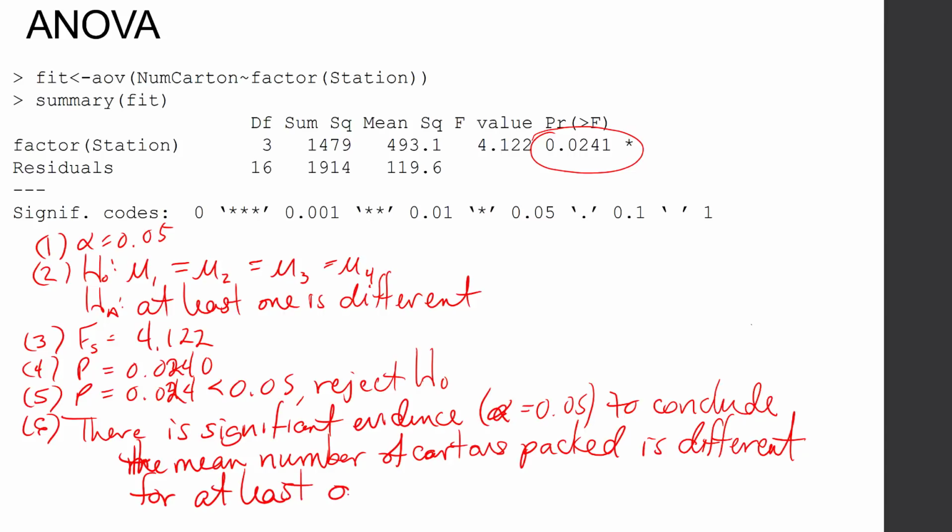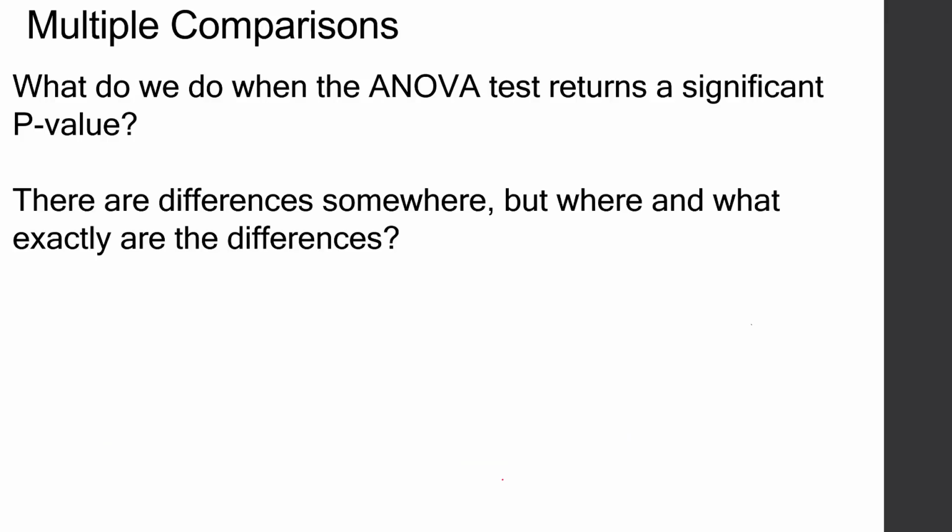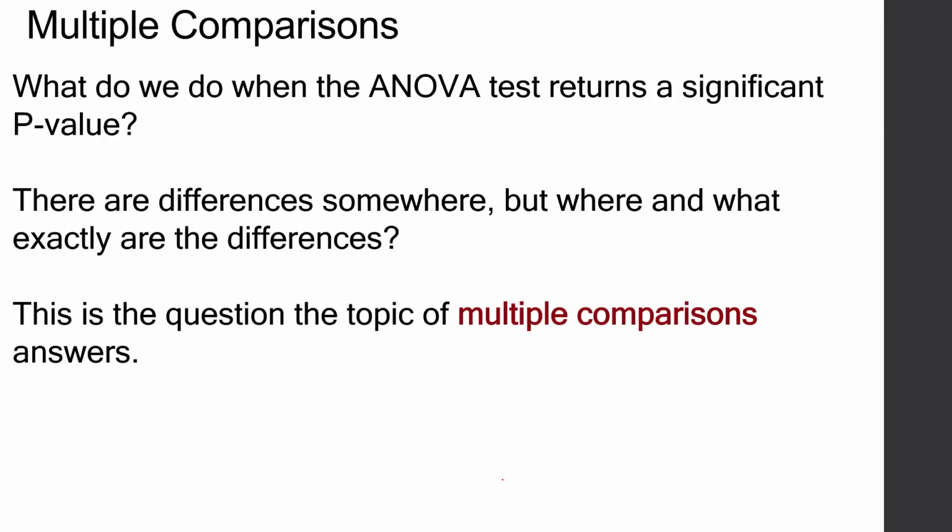Okay, so we've got an ANOVA test that rejects, and it tells us that there's a difference somewhere. We can guess where by looking at our side-by-side box plots, but we don't want to guess. We need to know. So what do we do about this? There are differences somewhere, but where and what exactly are the differences? This is the topic of multiple comparisons.